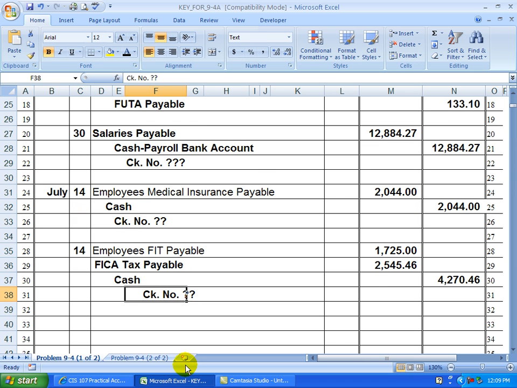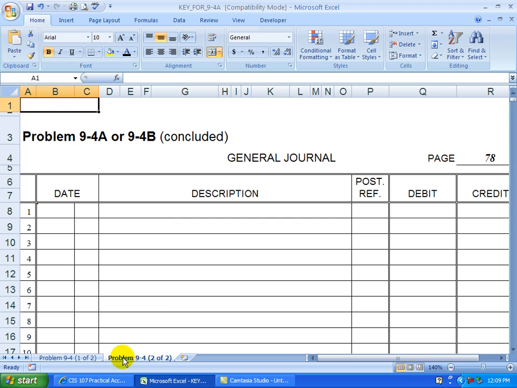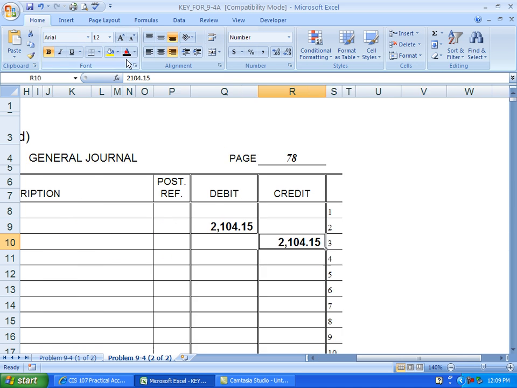Okay, next, on the 31st we turn in the state unemployment tax. So we're going to date it the 31st. And I think I have that on the next page. Okay, so month, day, and year go in here. And then we're paying the state unemployment tax payable, so that's a debit to that account. And we're paying cash. And we would have a check number.